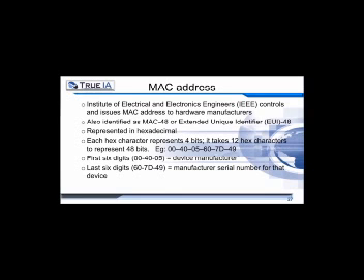The Institute of Electrical and Electronics Engineers, or IEEE, controls and issues MAC addresses to hardware manufacturers. This standard is also called MAC-48 or EUI-48, Extended Unique Identifier. Each hexadecimal character represents 4 bits. It takes 12 hex characters to represent the entire 48, and it's broken up into two halves. The first 6 digits are unique and specific to a manufacturer. The last 6 digits are going to be the serial number for that device. There are no two same MAC devices in the world.